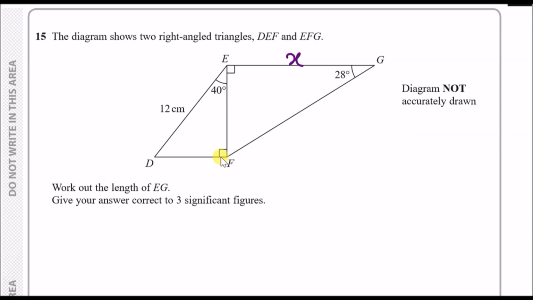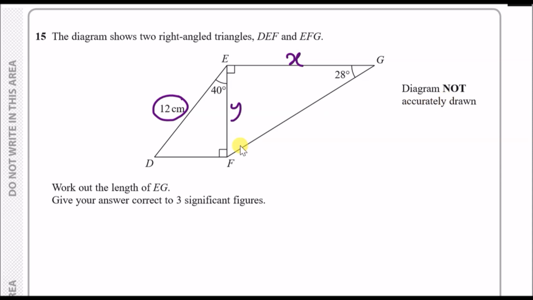Okay, so with these two right angle triangles, you'll probably notice that there's only one given length. And the only way to work out this X is if we find another length. Now, the only common length they both have is this line here, EF. So let's call this one Y for a second.